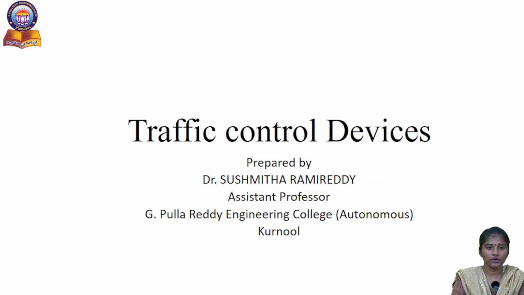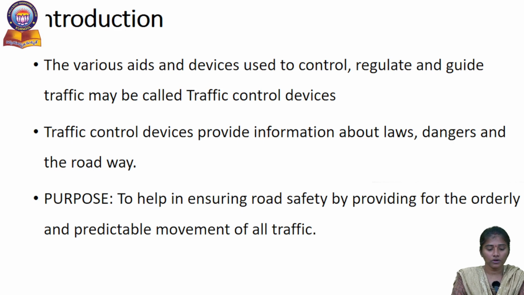Today, I am going to discuss various traffic control devices which we use for traffic management. So coming to the introduction, the various devices which we use to control, regulate and guide traffic are called traffic control devices. These traffic control devices provide us information about traffic laws, dangers and the roadway. The purpose of these traffic control devices is to help in ensuring road safety by providing for the orderly and predictable movement of all traffic.